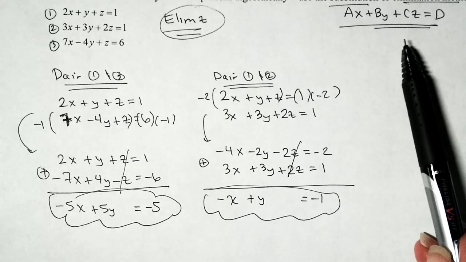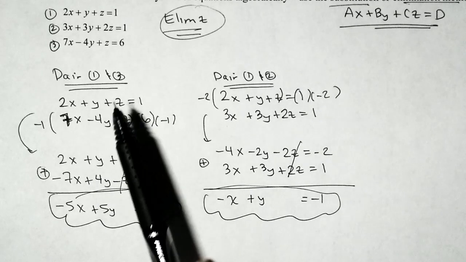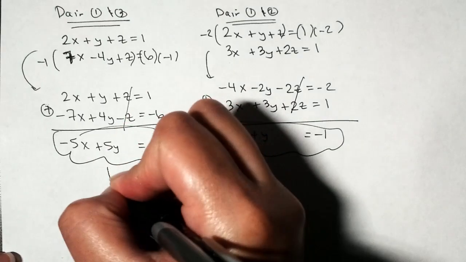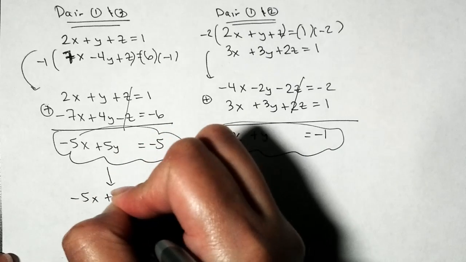Make sure that all the equations are in standard form. Step 2, pair up equations and eliminate the same variable. Step 3, go ahead, join your equations to create a new system, solve that, and take it from there.